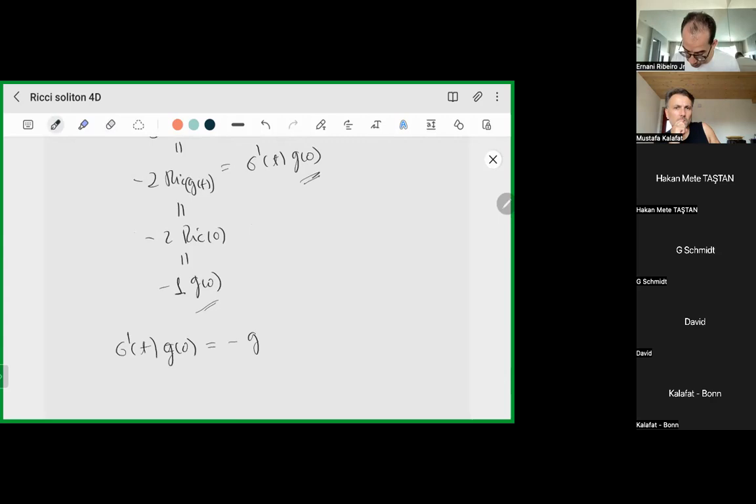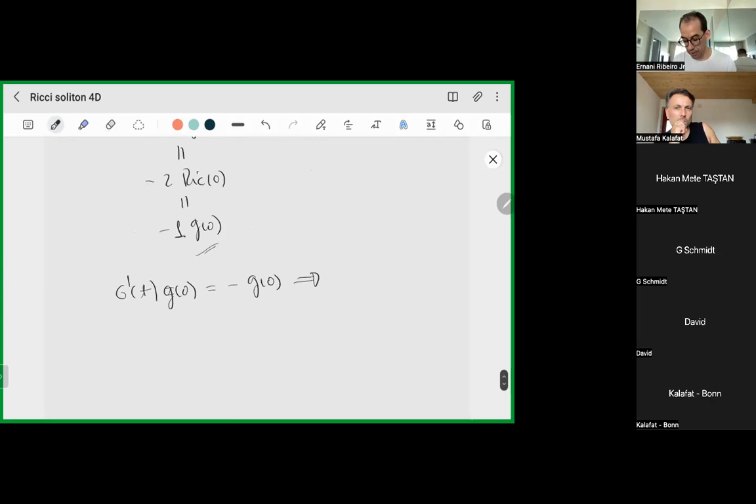But if the metric is not degenerate, then sigma prime of t becomes minus 1, then we can solve this and say sigma of t is 1 minus t. Okay, why must this constant be 1?